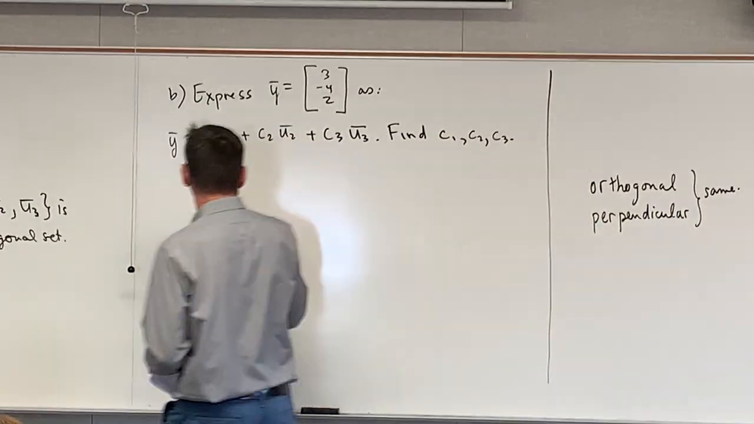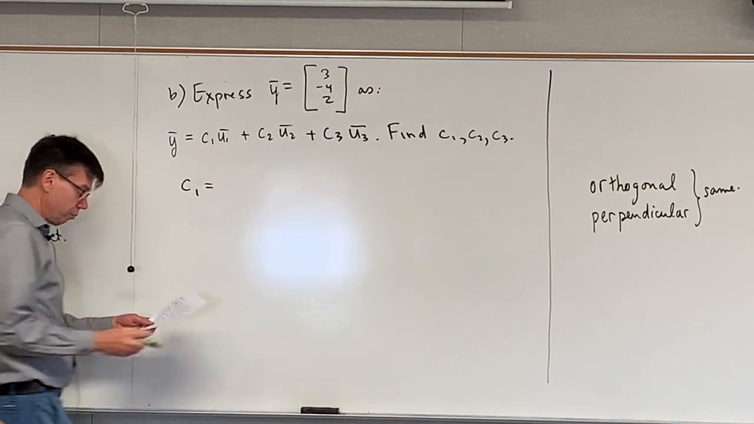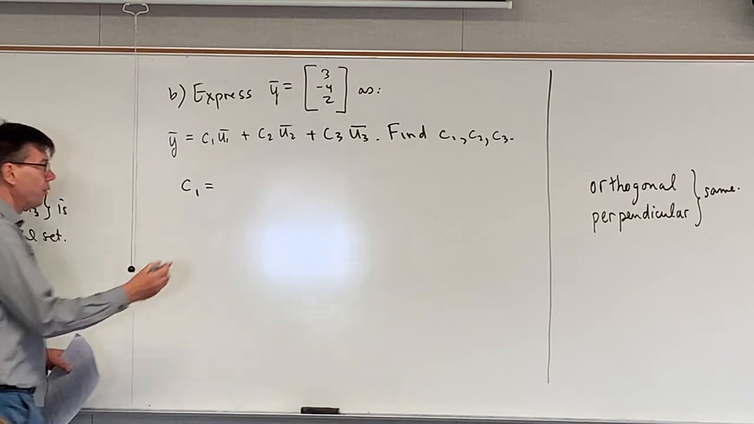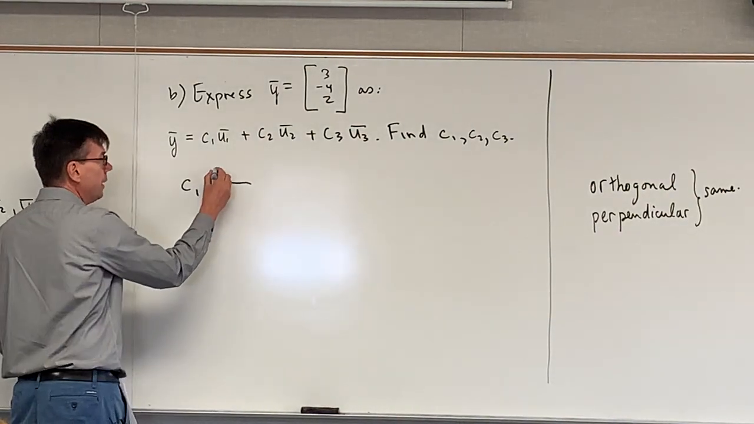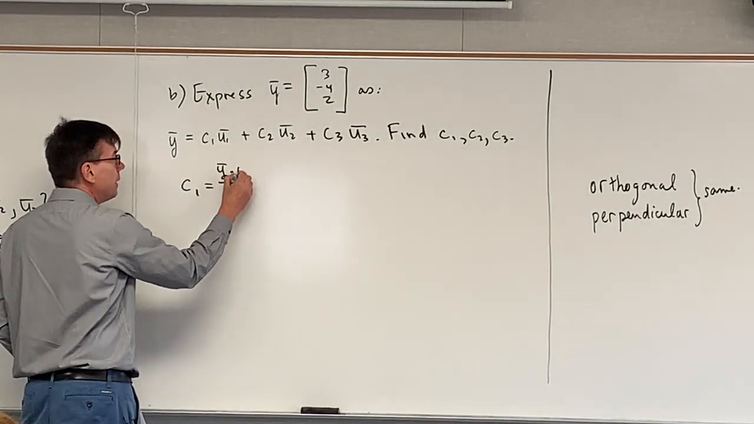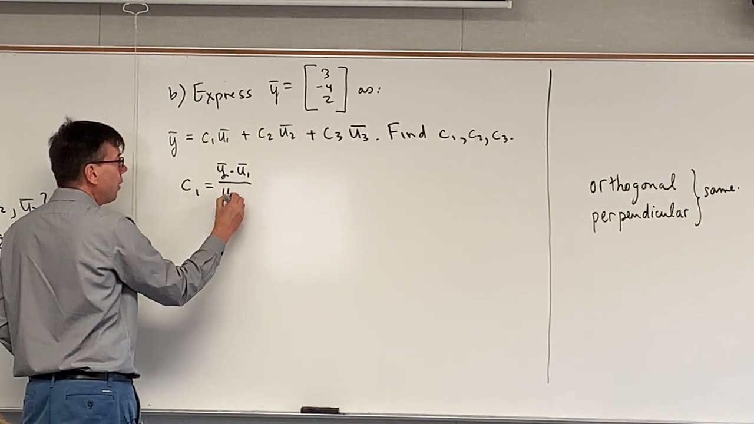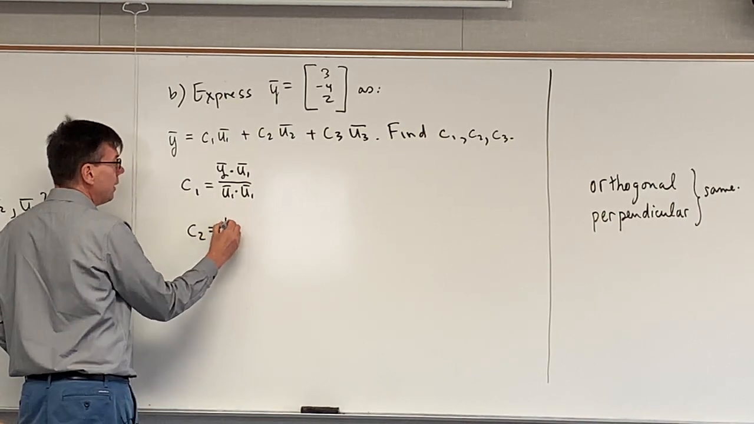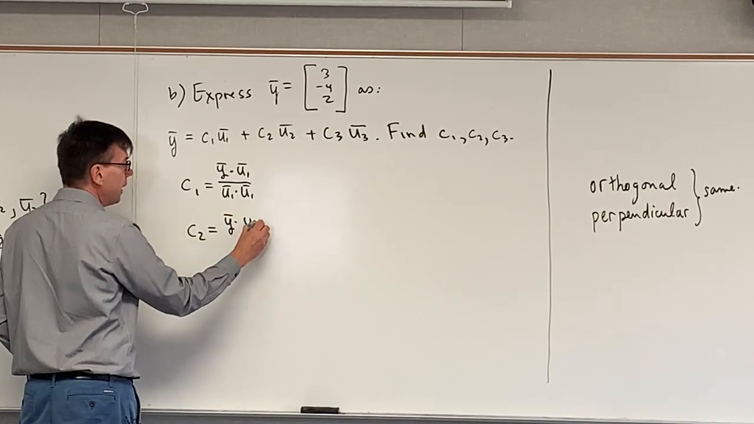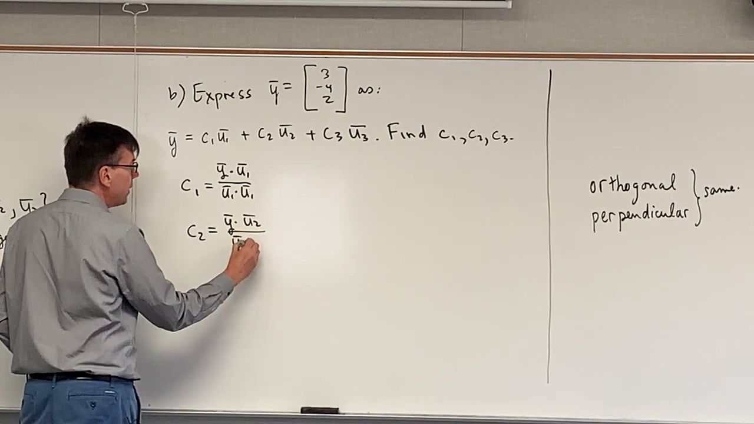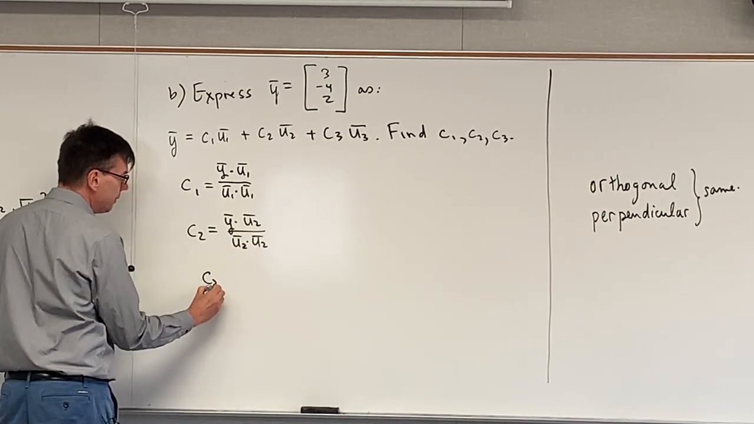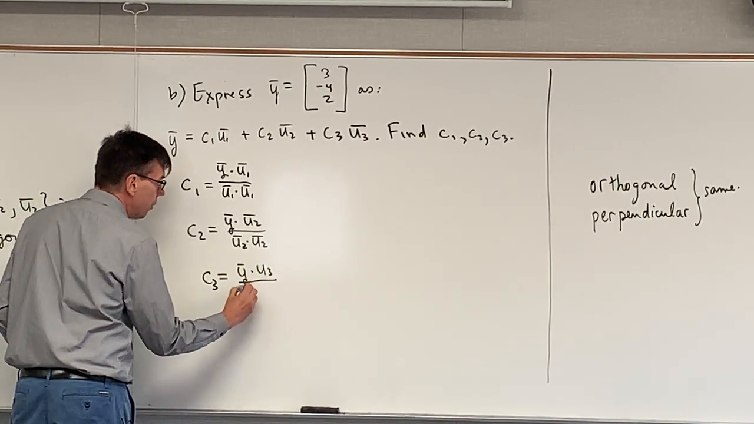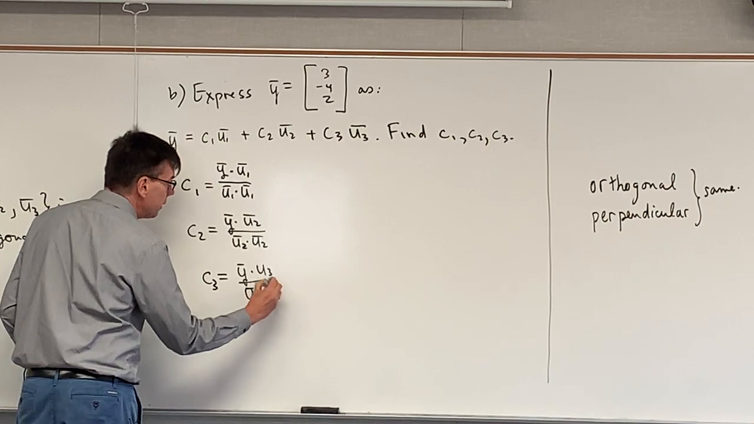And that's just our formula. So I'm just plucking off the formula from the previous page. You're going to have to memorize this, and it's really not that scary. It's just the vector y dotted with the first basis vector over the first basis vector dotted with itself. C2 is y dotted with the second basis vector over the second basis vector dotted with itself. Similarly for C3, y dotted with U3 over U3 dotted with U3.